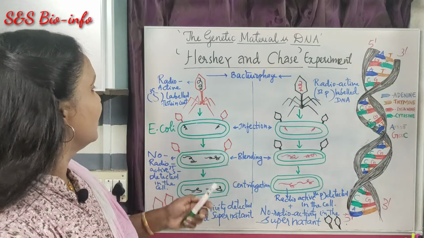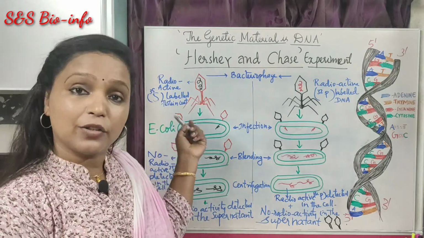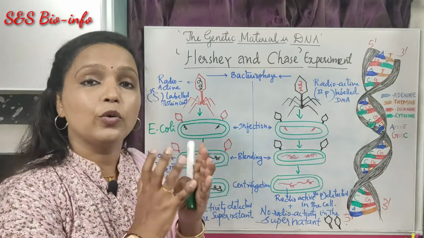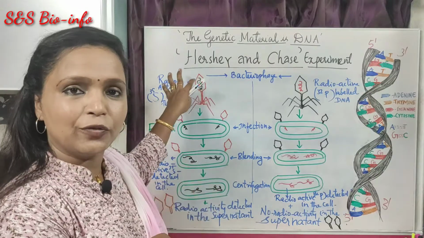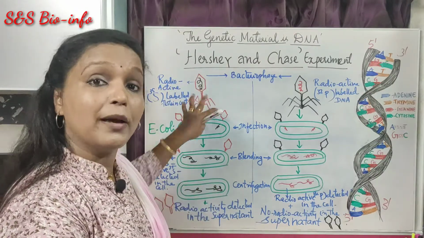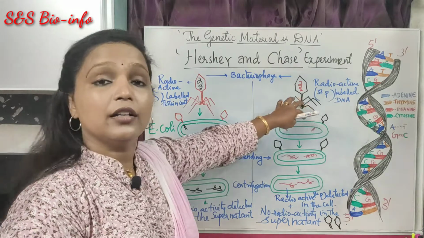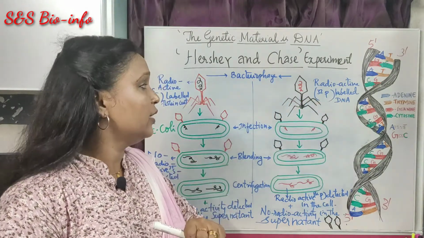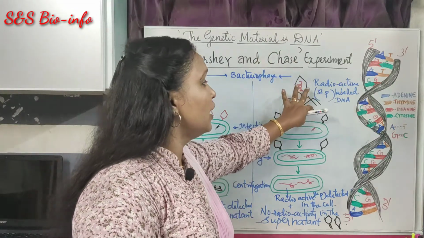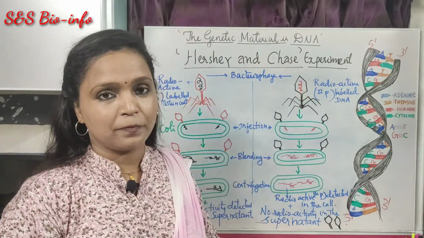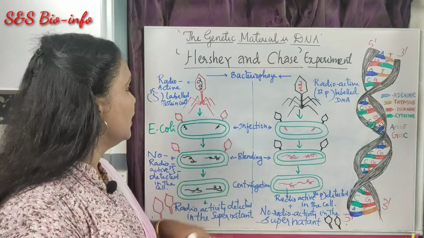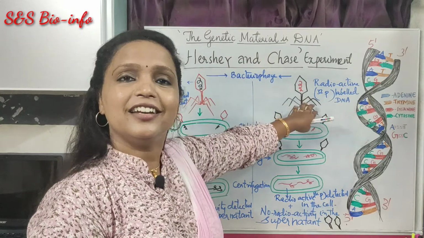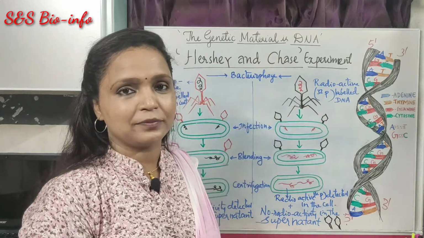Do you know why? Sulfur is a component of the protein, so that sulfur could incorporate with the protein components of the bacteriophage, this protein capsid of the bacteriophage. Here, phosphorus is a component of the nucleic acid, so that it could incorporate with the DNA of this bacteriophage. So here the difference is, here the protein coat became radioactive, here the DNA became radioactive.